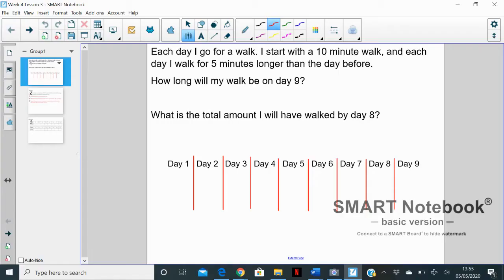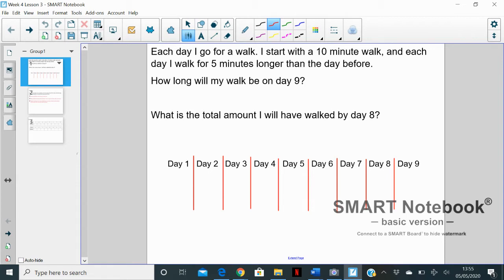Okay? So this is the question that I'm going to model my working out on. So each day I go for a walk. I start with a 10-minute walk, and each day I walk for 5 minutes longer than the day before. How long will my walk be on day 9? What is the total amount I will have walked by day 8?